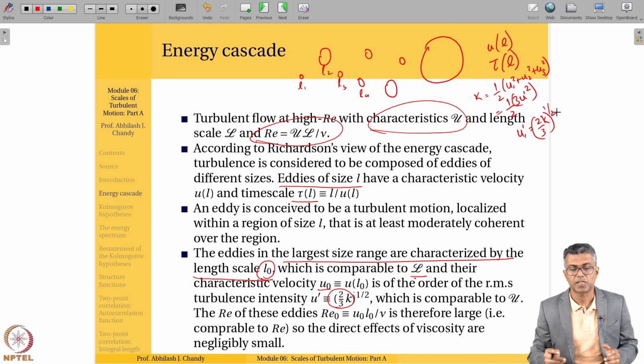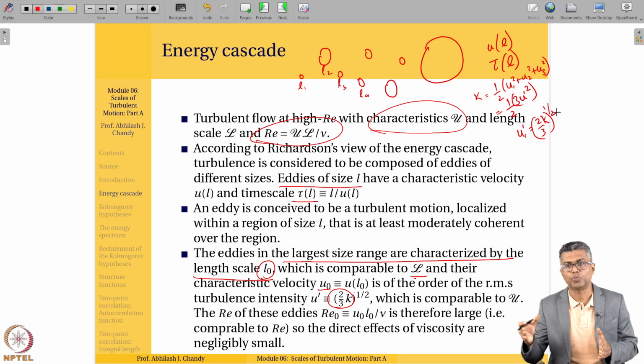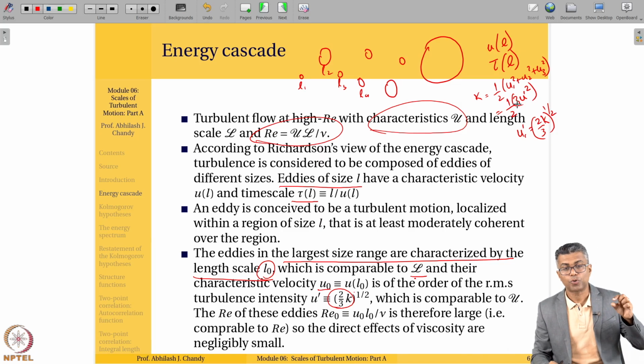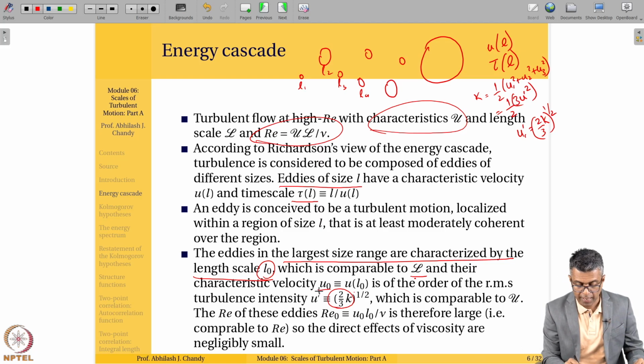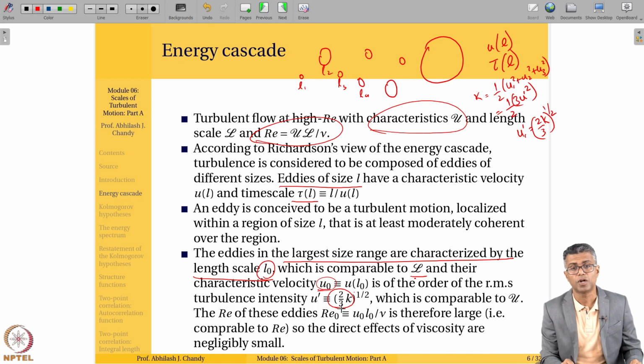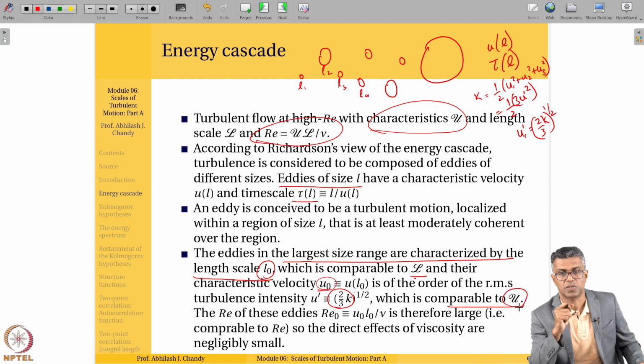So what I did was I just assumed u1, u2, u3 are all the same, and then I can write this as 3u prime squared, to order of magnitude. So u prime is (2/3 k) to the half. So your largest characteristic velocity, associated with the largest eddy, is of the same order of magnitude as the RMS of the turbulence intensity, which is u prime, (2/3 k) to the half. Which is also comparable to the characteristic velocity scale.